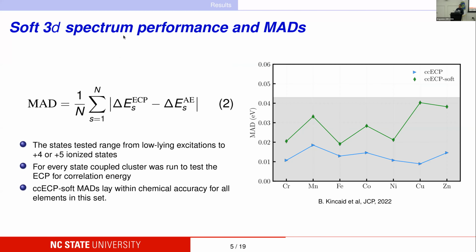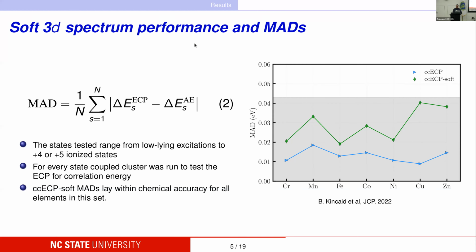So I'm just going to very quickly go over each one in turn. Here is the atomic spectrum performance for the softened 3D transition metals. These are the mean absolute deviations. We're essentially finding the average error across the spectrum. In green is going to be our new softened CCECPs, and in blue we have our original traditional CCECPs.